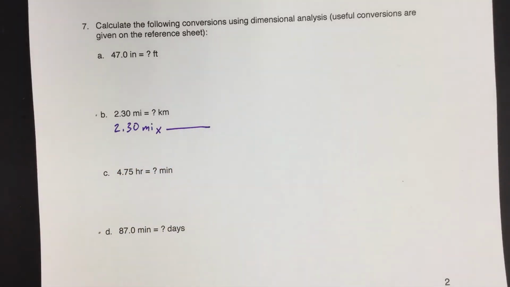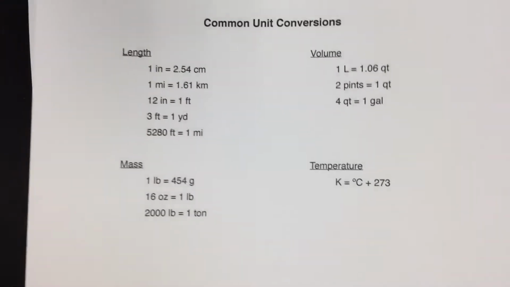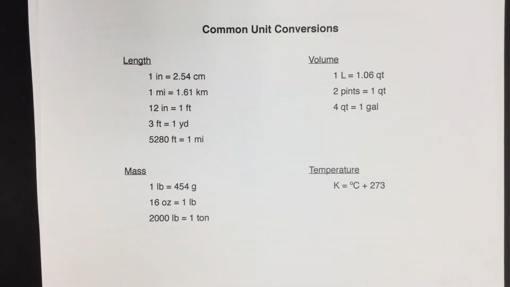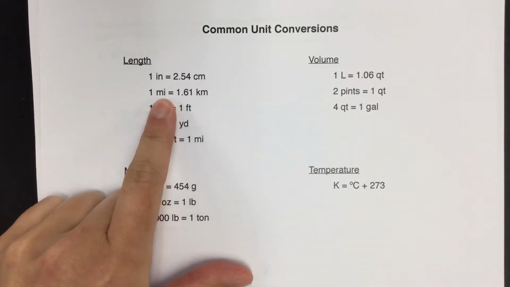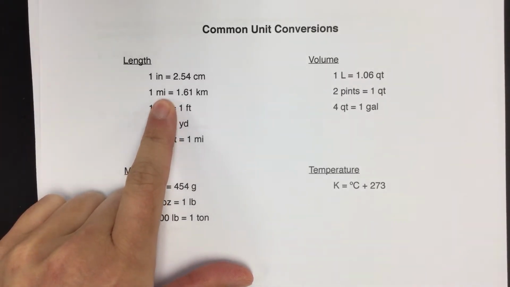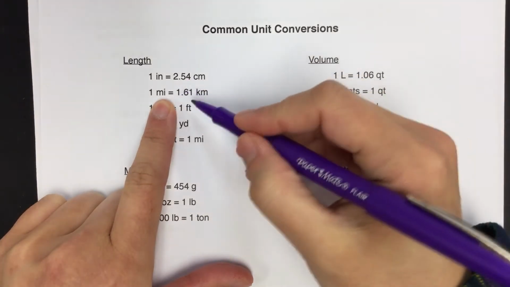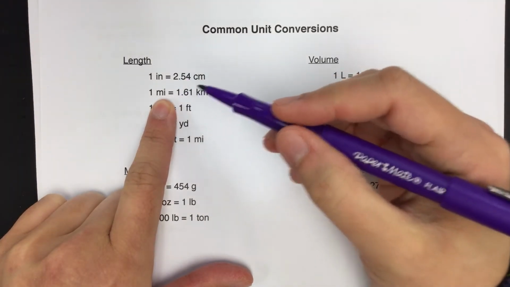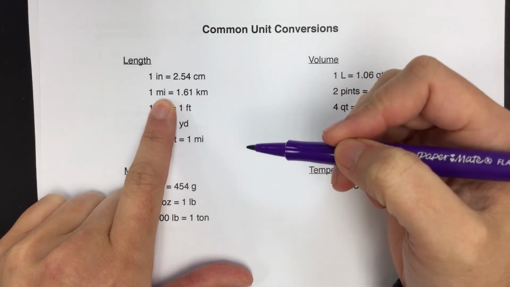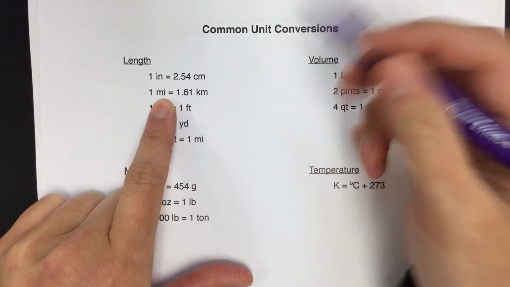Then we're going to be multiplying it by some conversion factor. And if you don't know the conversion factor, check your conversion sheet. We're looking for something that relates kilometers to miles. And I see right here, it gives us the conversion that 1 mile is equal to 1.61 kilometers. So remember that these conversion factors can be used in a way to cancel out the units. When you put these into your dimensional analysis, you can either have the 1 mile on top or the 1 mile on the bottom, depending on how you need your units to cancel.